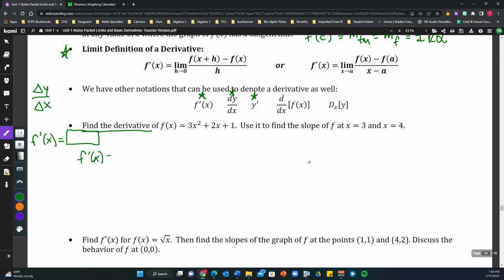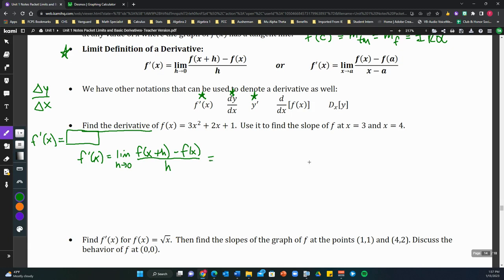F prime of x is equal to the limit as h approaches 0 of f of x plus h minus f of x all over h. So if you look at that notation, that is the exact same thing that I wrote down at the beginning of the last example when we were trying to find the actual value of slope at a particular point. The only difference is instead of a being in there, we have just a placeholder for x. Again, we have to have that in there if we want the end result to be an expression of x.